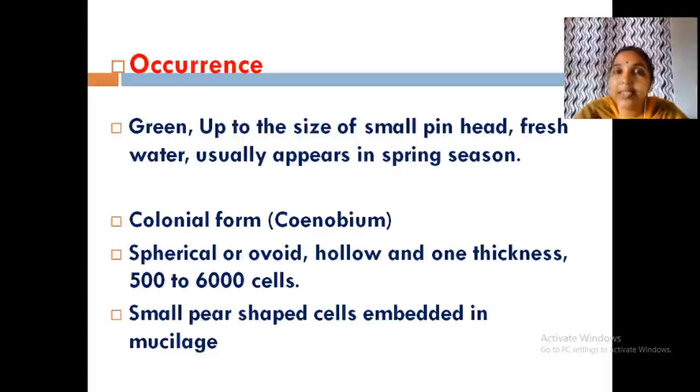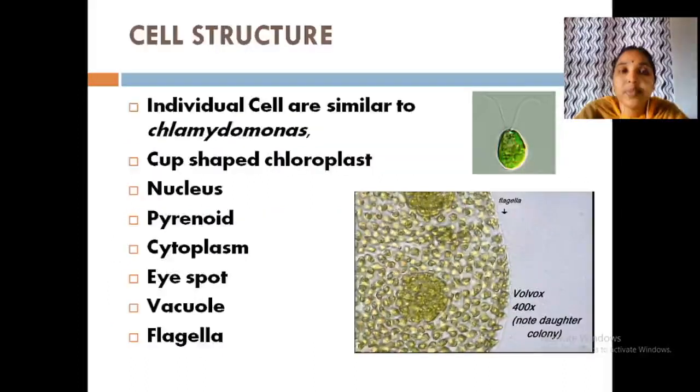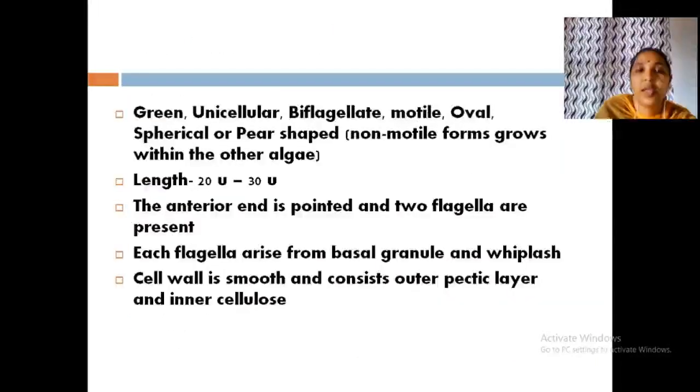Each cell is pear-shaped and all are embedded inside a mucilage cover. So, the cell structure is exactly similar to what? Chlamydomonas. Now you know the structure of Chlamydomonas. See, this is a number of cells and it is covered by a mucilaginous sheath. Each cell has a cup-shaped chloroplast, then pyrenoid, nucleus, eye spot, vacuole and flagella. These are also motile and the shape is pear-shaped. The length is 20 micrometer to 30 micrometer.